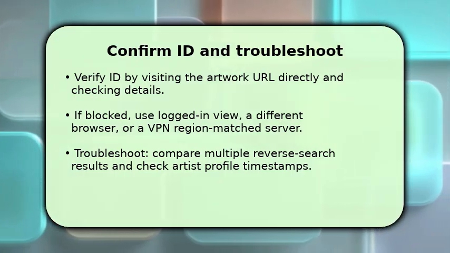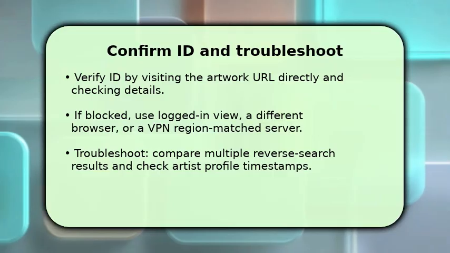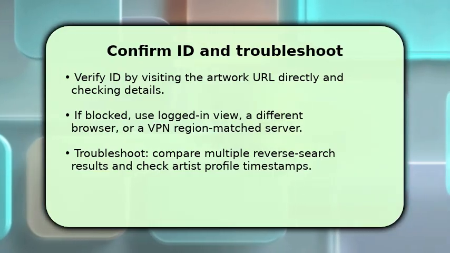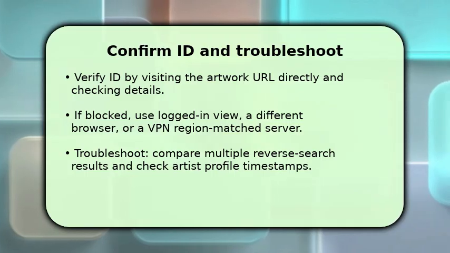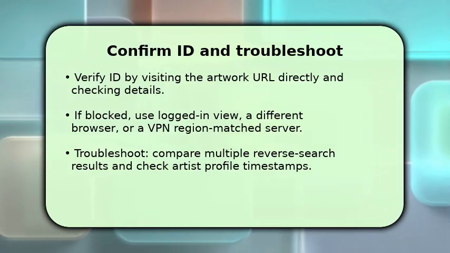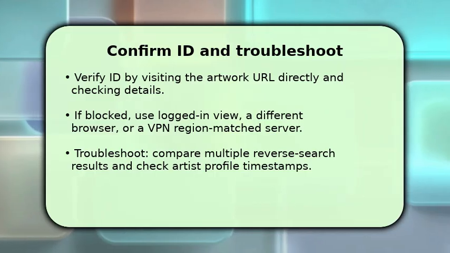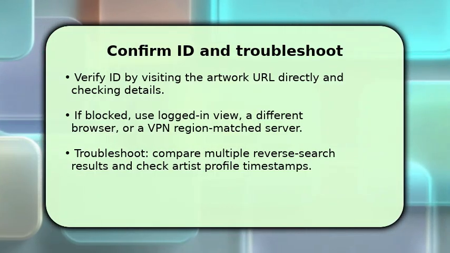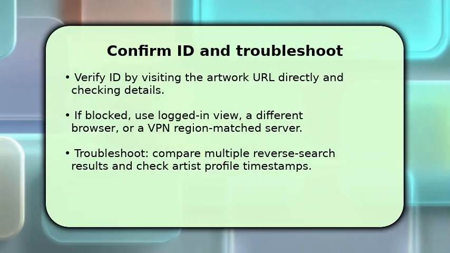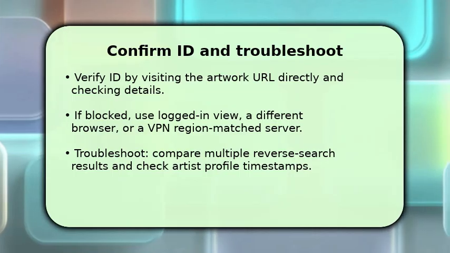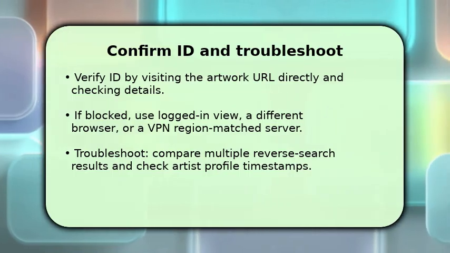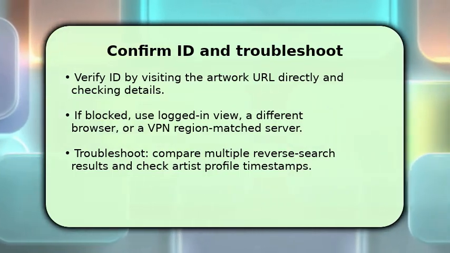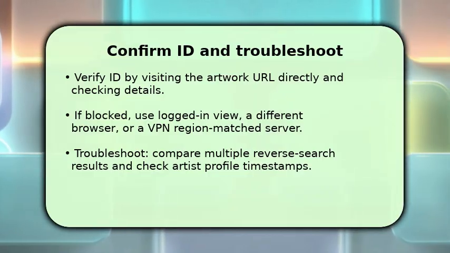Paste the numeric ID into the standard artwork URL pattern and load the page while signed in. Confirm the title, description, and artist match what you expect. If the page is unavailable, try a different browser, clear cache, or use a VPN set to a supported region. If results disagree, compare multiple reverse search outputs and inspect the artist's profile upload dates to ensure you've located the correct Pixiv ID.